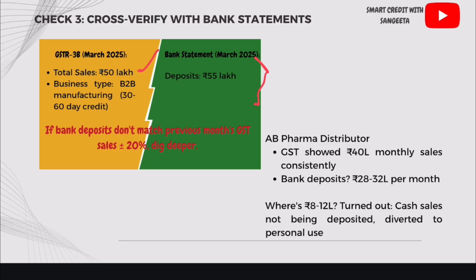They showed GST data of 40 lakh monthly sales consistently, but the bank deposit was only between 28 to 30 lakhs. Now the question is, where is the difference amount of 8 to 12 lakh? It turned out when we dug deeper that cash sales were not being deposited; they were diverted for personal use. When we asked for 2 years of old GST and ITR data, this mismatch was confirmed, and since the funds were being diverted, there was no point in sanctioning the loan, and it was immediately rejected. Now let's move further to check number 4.